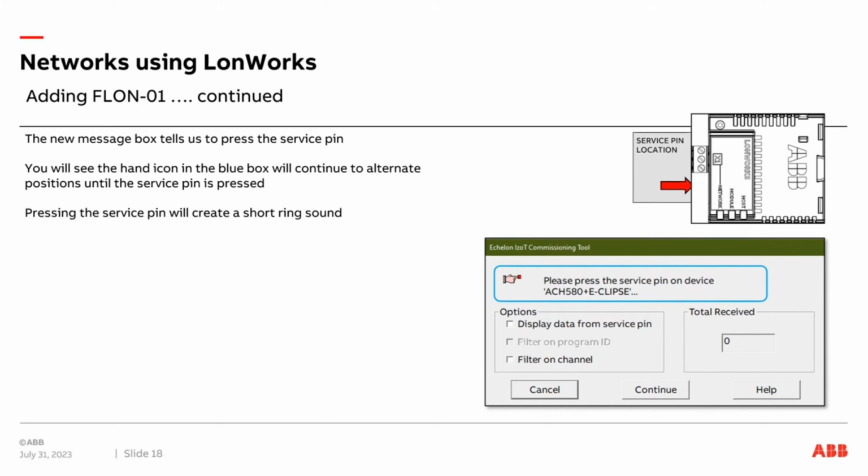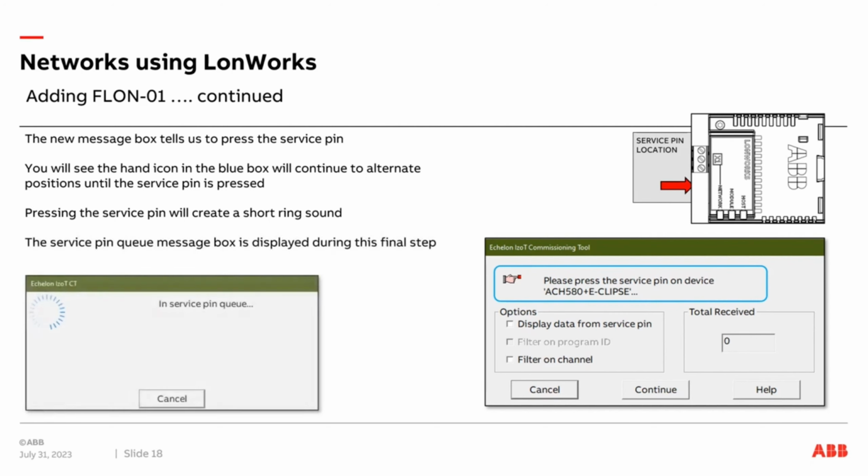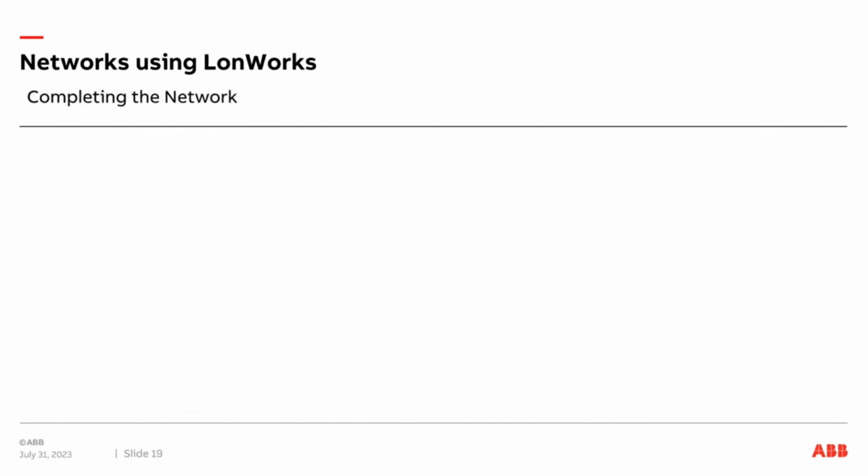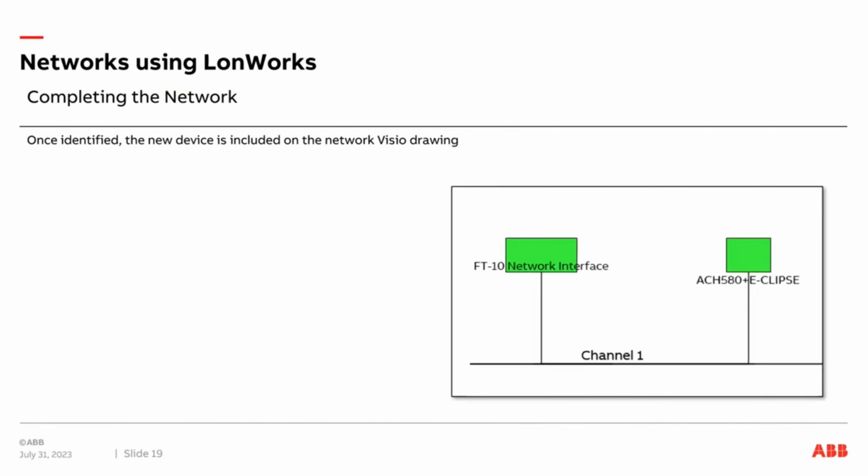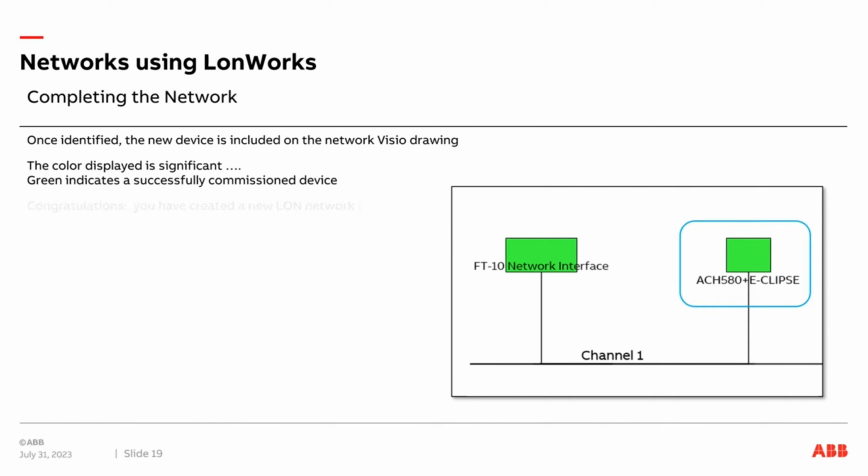As soon as you press the service pin, it will start initiating the action, and you'll hear a short ring sound, kind of like an old telephone. And the service queue message box will be displayed, and the blue lines will rotate around, showing you that it's in the process of identifying that particular Neuron ID. As soon as the network has identified this new object and its Neuron ID, it's included on the Visio drawing. And as you can see, it's a nice green color, and that's pretty significant because that means that it's a successfully commissioned device. Now you can say, congratulations, you have created a new LON network.